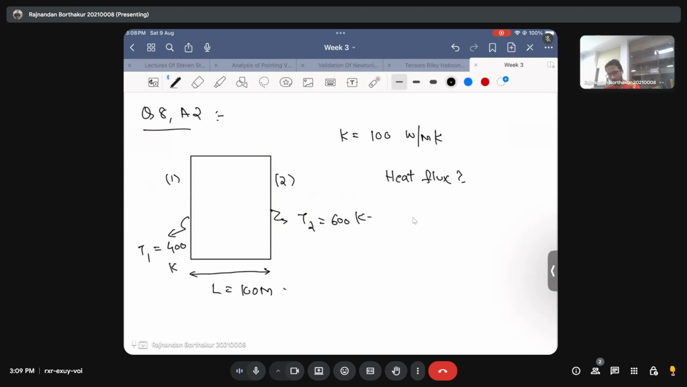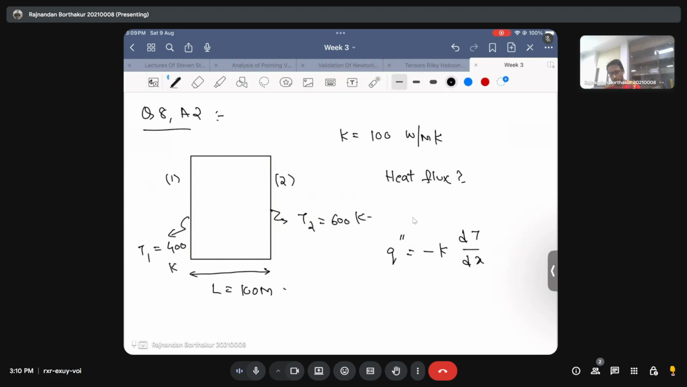If you calculate now, your heat flux will basically be equal to, so first of all, you need to understand how to apply Fourier's law here. Fourier's law will tell you that your flux is equal to minus k dT/dx. This form tells you that since dT/dx is in the direction of decreasing temperature, in order to make the flux positive, there is a minus sign here.